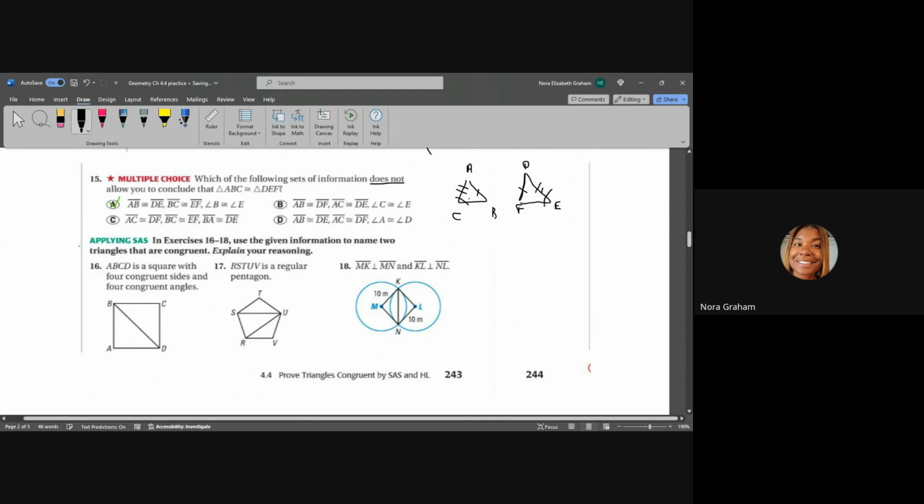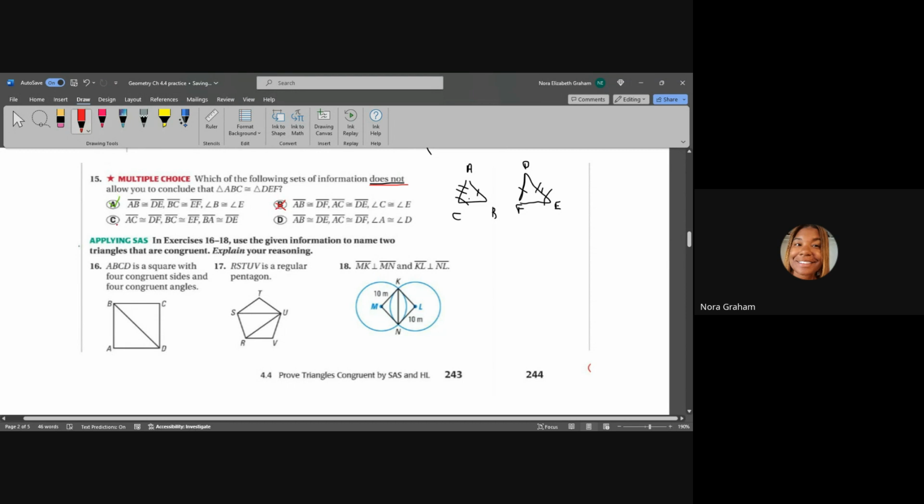Right off the bat, you're going to know that's not right because we do not have an included angle. Remember, the included angle is between my two congruent sides of my triangles. This is outside of them. So it's going to be a hard no for this one. But it is going to be our answer because they are looking for the one that does not allow them to be similar or congruent. So the answer would be B, right?